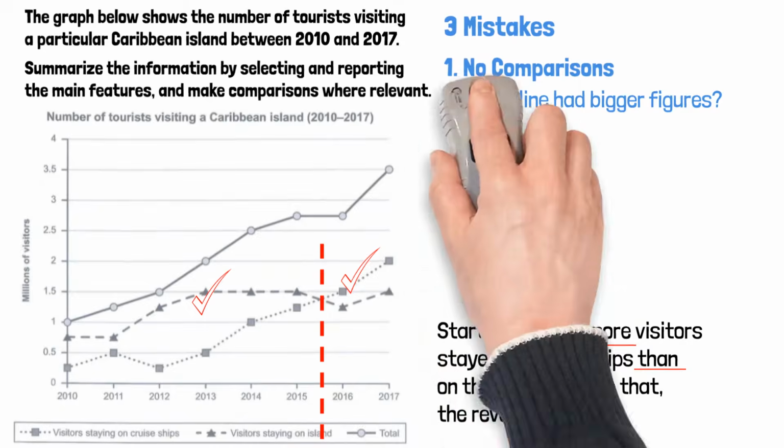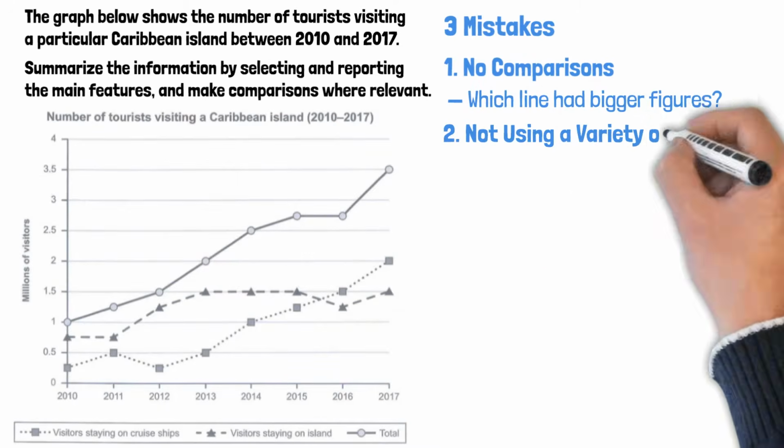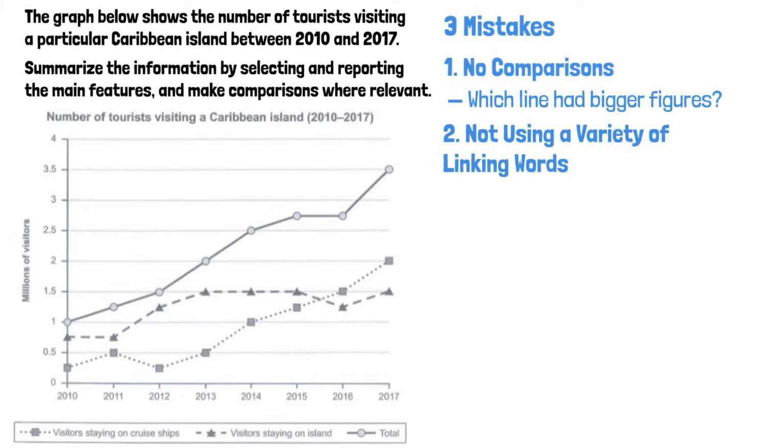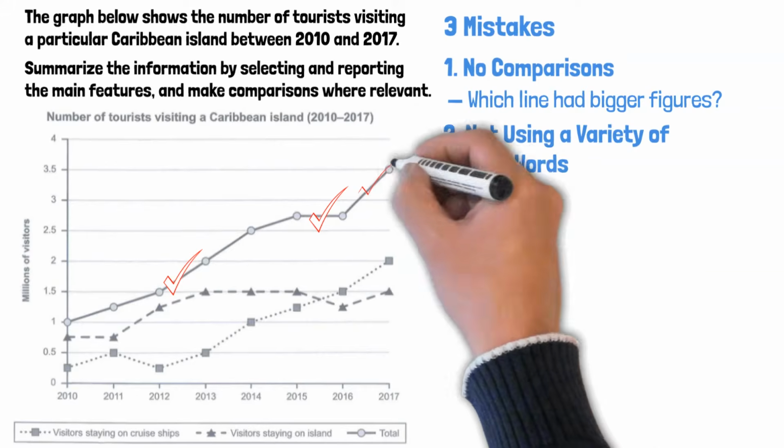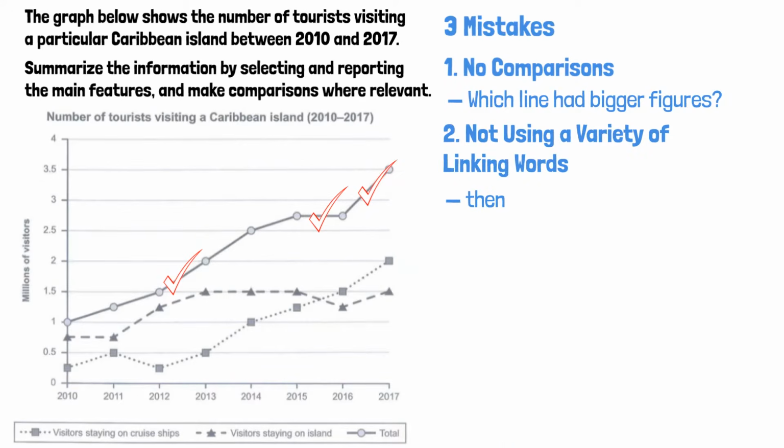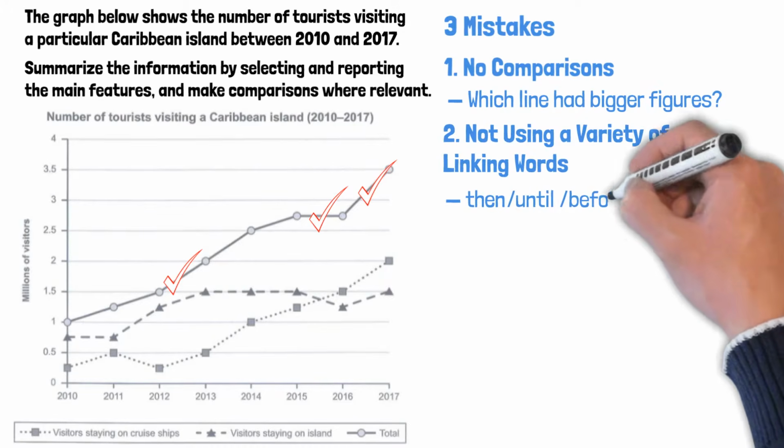The second mistake many students make is not using a variety of linking words. A lot of students just use the linking word then again and again when describing a line graph. Like the total number of visitors increased and then remained stable and then increased again. So apart from then, you can also use until or before.